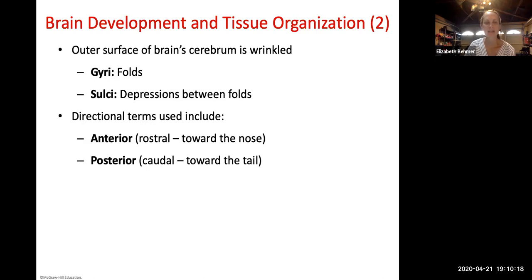We use anterior and posterior to describe the anatomy of the brain. The word rostral means toward the nose, so closer to the front of the face, and caudal means towards the tail, just as we describe some parts of the brain itself.